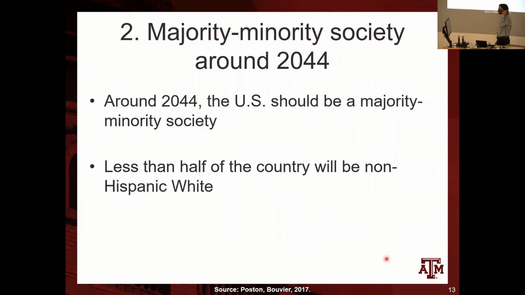And then it comes that more controversial topic about majority-minority society that the US will achieve around 2044. And this year varies from different demographers, from different projections. Around 2044, the US should be a majority-minority society. Less than half of the country will be non-Hispanic white. So if you put all minority groups together in one side and compare to the non-Hispanic white, non-Hispanic white will be less than 50%.